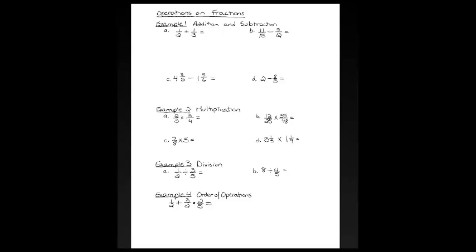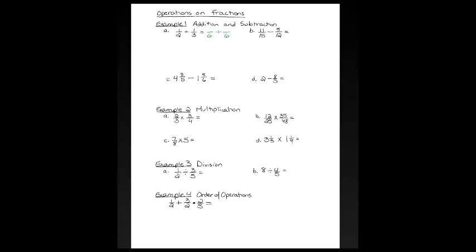So looking at this, 2 and 3 are both factors of 6, so that is going to be our common denominator. So we want to write this problem, 1/2 plus 1/3, as a problem in which the two fractions both have the denominator of 6. So that means we need to find equivalent fractions for each of these.